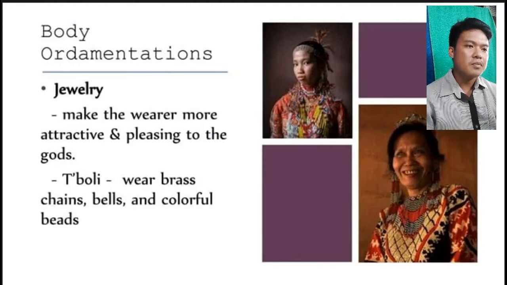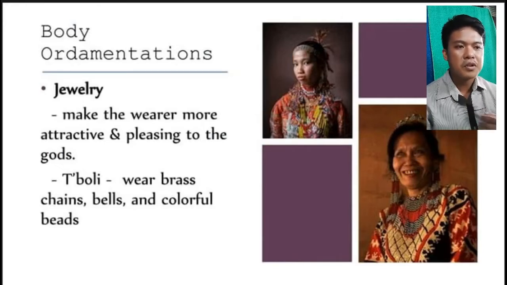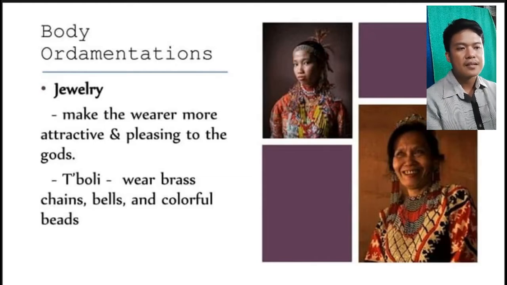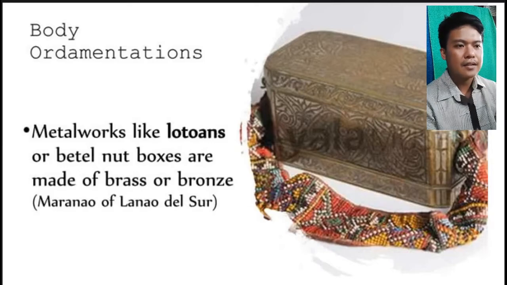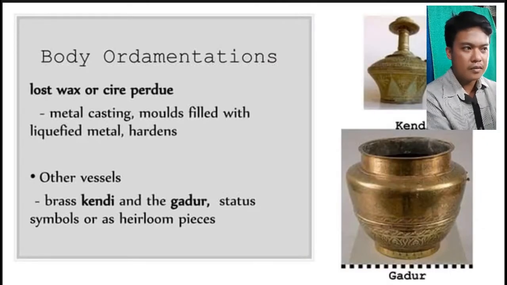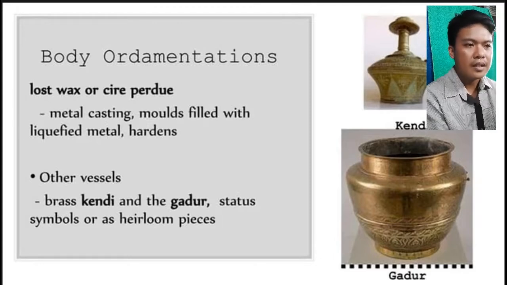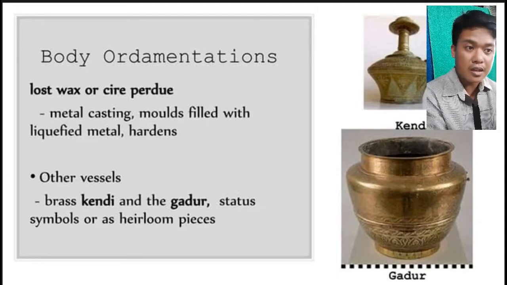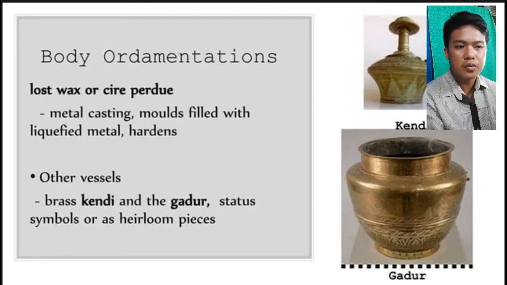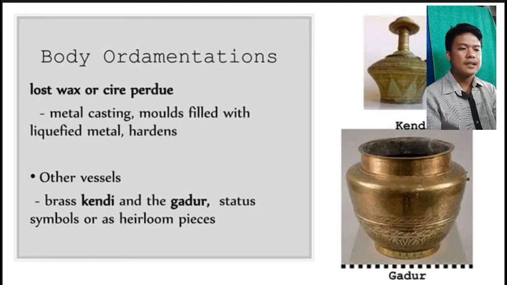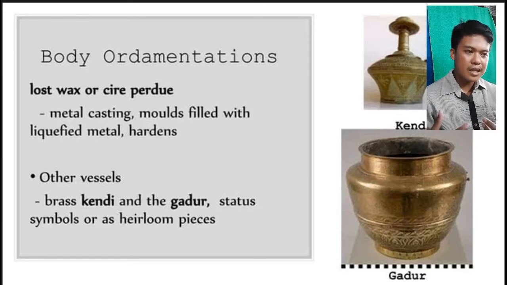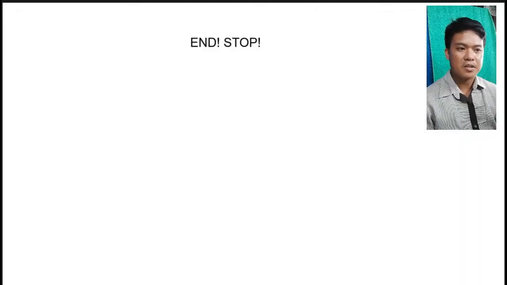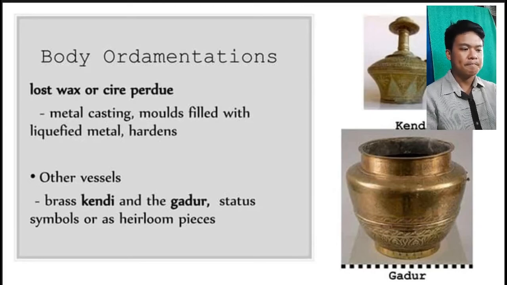Okay, let's move on to the jewelry. Jewelry makes the wearer more attractive and pleasing to the gods. Just like the Tboli, they wear brass chains, bells, and colorful beads to please the gods. We also have these lotongs, or the betel nut boxes, which are made of brass or bronze. And the lost wax, or cire perdue, is a metal casting method, where molds are filled with liquefied metal which then hardens. The other vessels are the brass kendi and the gadur, which symbolize your status, or are heirloom pieces which you can pass from generation to generation because they are very expensive up until now, since they are made of gold or brass. Okay, that's it.